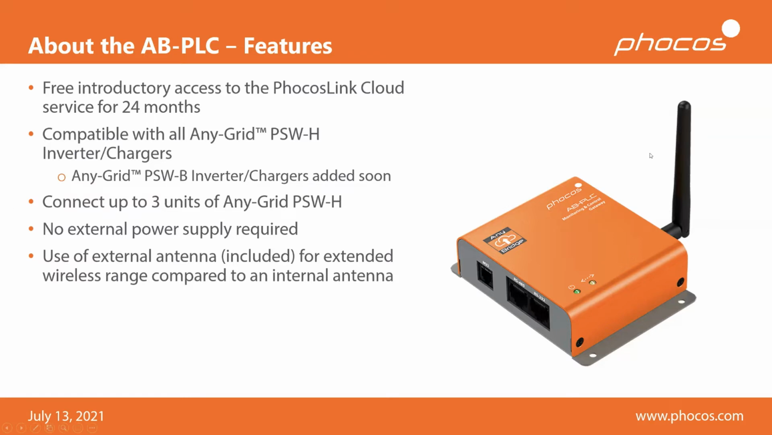And as the last point, we've opted to choose an external antenna. Of course, that antenna is included with every AB-PLC. The reason we did this is twofold. First of all, the range tends to be much better with these types of antennas, especially because we have a nice metal housing for this product. The range tends to be much better with an external antenna. And the second reason is it gives you a lot more flexibility.